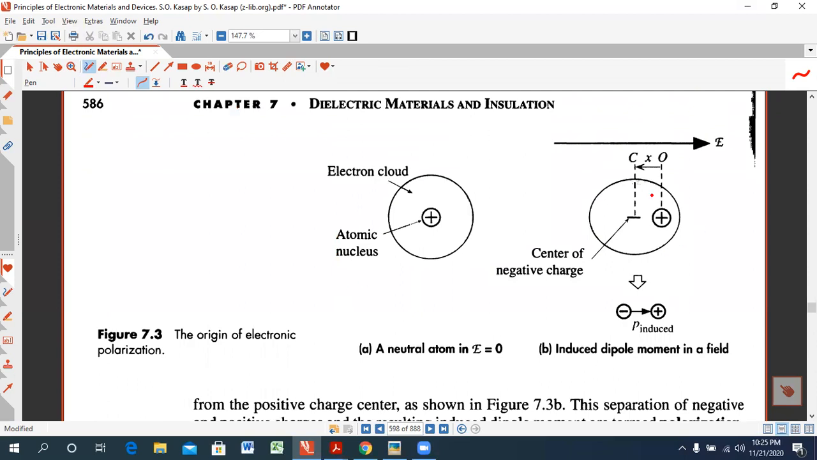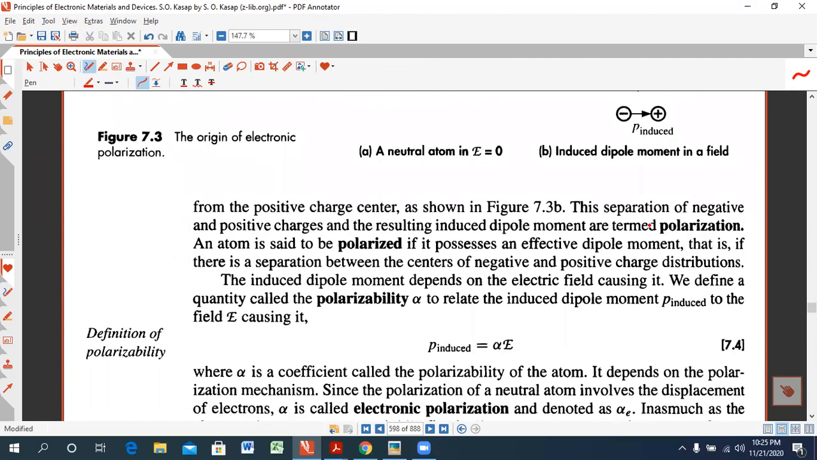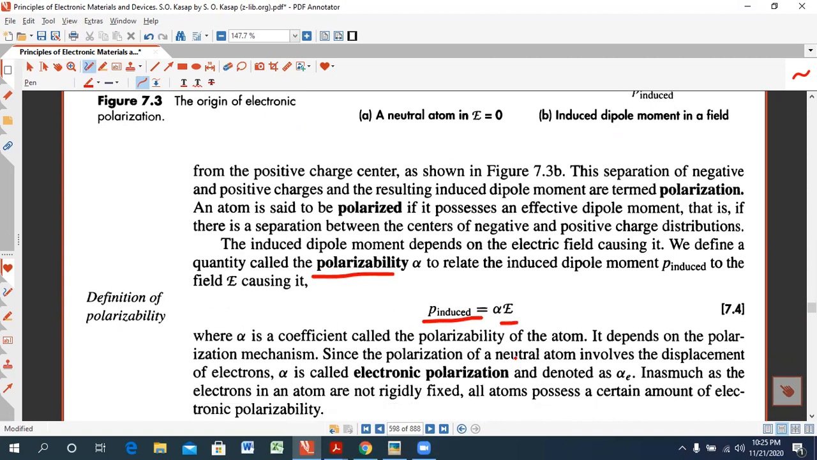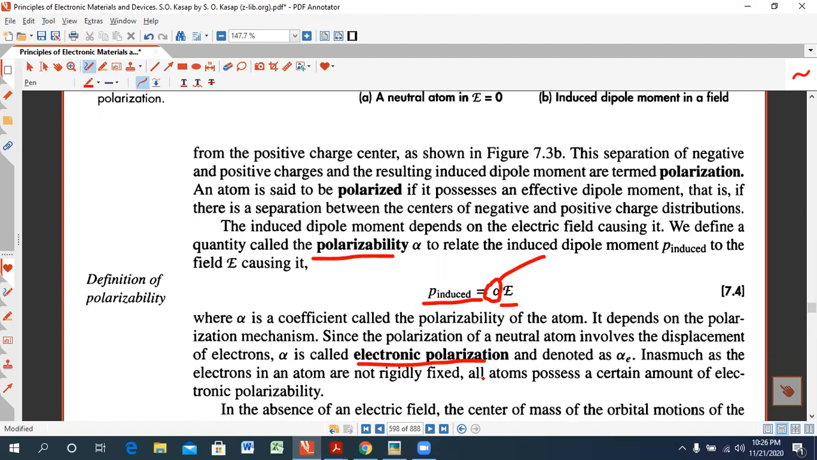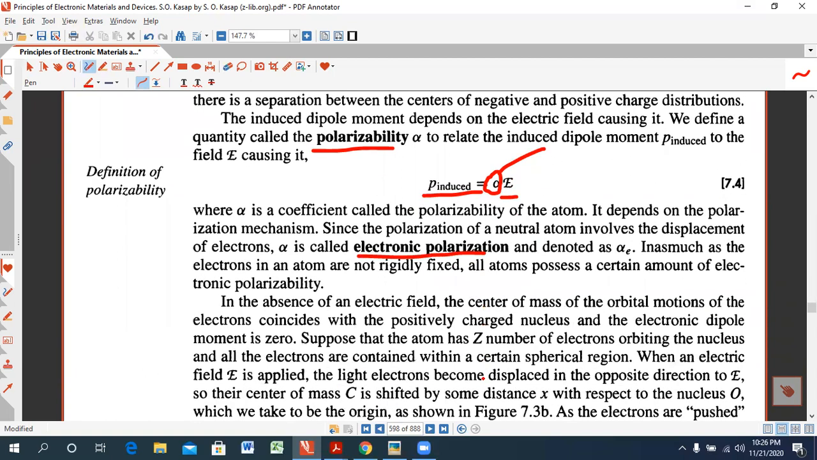Now if these two charges are separated by a distance x, then we can define the term polarizability alpha. So P induced should equal alpha E, and this alpha is known as electronic polarization.